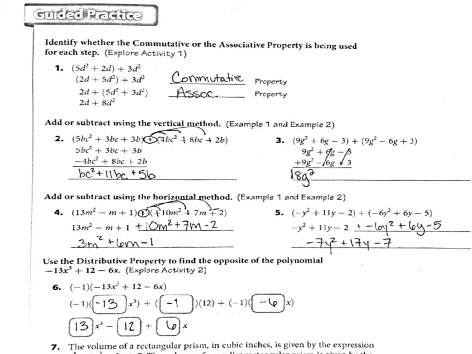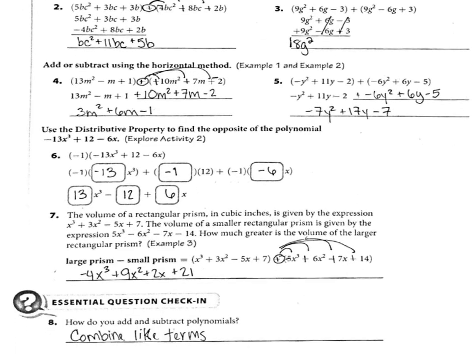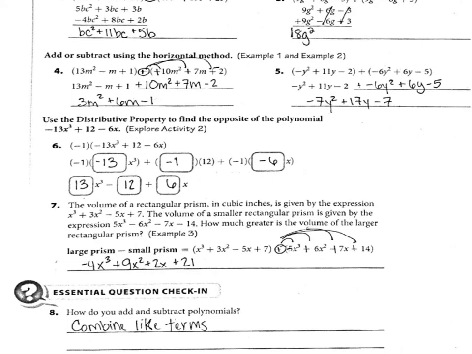So there's 1 through 5. You can go through, you can see where I added the opposite on 2 and 4 and distributed that negative to each of the problems. Going ahead to scroll up. 6, they multiplied everything by negative 1. To find the opposite, you're really just changing the signs.